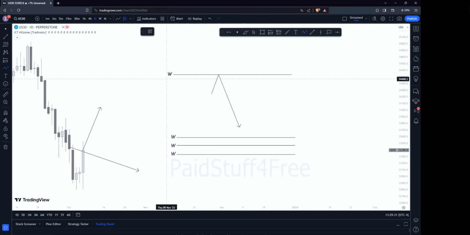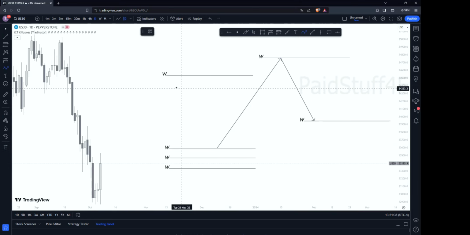So price, as I said, goes from weekly to weekly. And then from this weekly, it might want to go to another weekly, right? And then from that weekly, it might want to go to another weekly. So it doesn't simply just do this, right? It doesn't go all the way down, all the way up, all the way down. This is very basic knowledge. It gives retracements. Retracements like this, like this, like this.